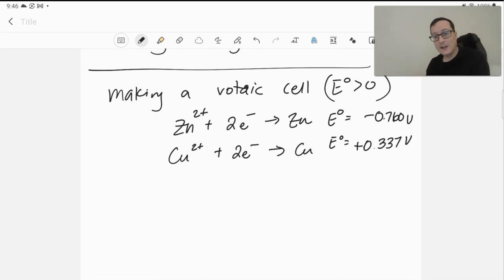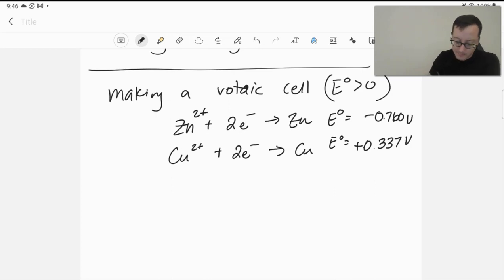Lucky us. Let's see how we can arrange this cell so that we can get a voltaic cell, something that's spontaneous that will produce electricity for us. So that means we want our cell potential to be positive. That means a spontaneous reaction. That's what we're looking for.